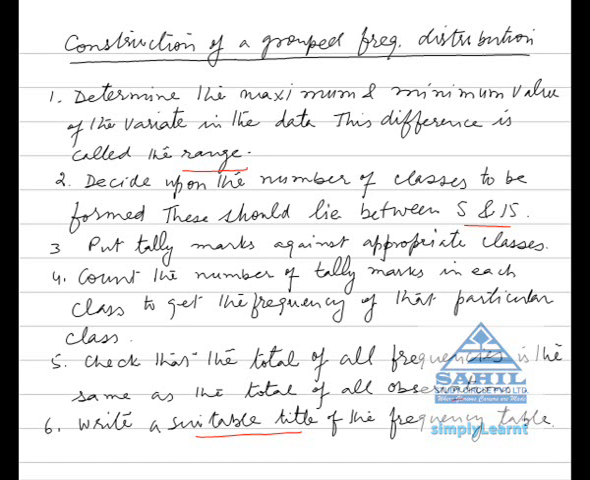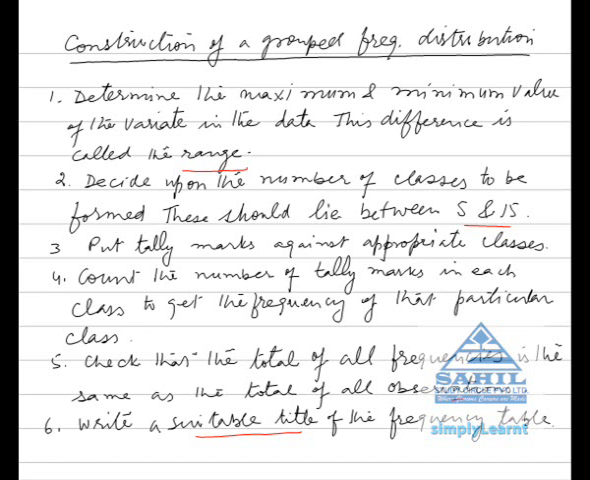Construction of a grouped frequency distribution. Number 1. Determine the maximum and minimum value of the variate in the data. This difference is called the range. Number 2. Decide upon the number of classes to be formed. These should lie between 5 and 15.